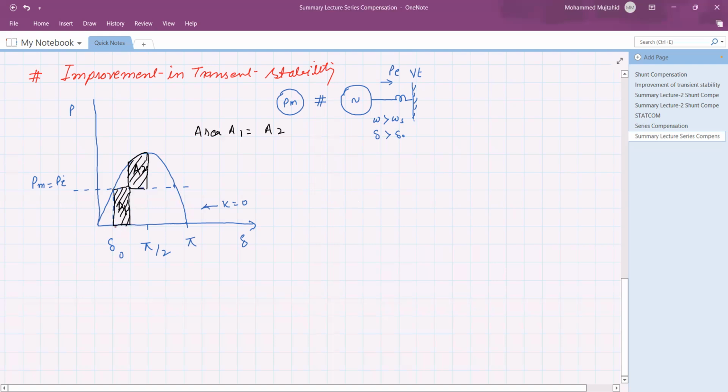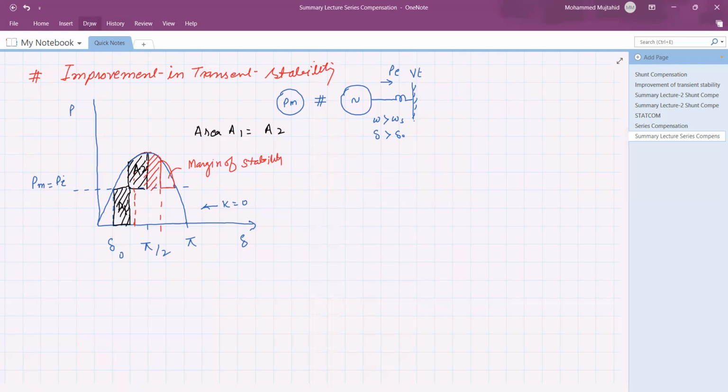Let the fault be cleared somewhat late, meaning the circuit breakers are somewhat slower and the circuit breakers open here. So it is the maximum angle at which the generator or the system will regain. So this is the angle, and this area is the marginal area, or the margin of stability. Otherwise, the system will be unstable.